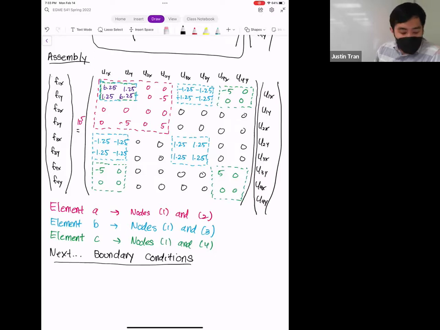All right, and so the next step after assembly is to apply our boundary conditions. Our boundary conditions for this are that we have a ton of fixed supports. We have fixed supports on nodes 2, 3, and 4.